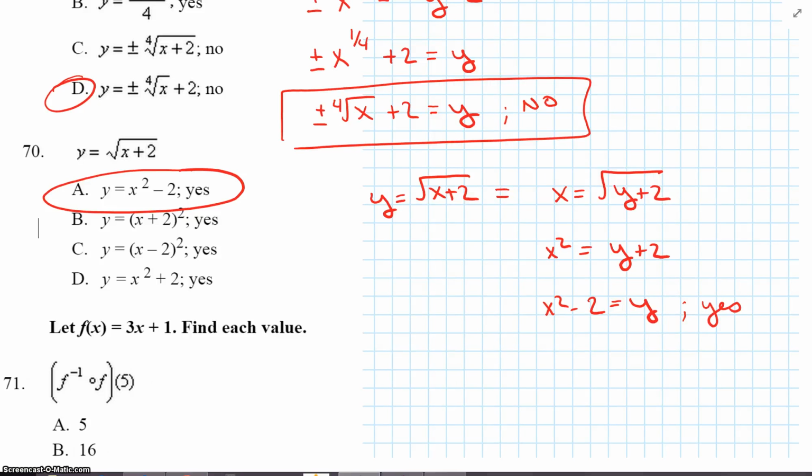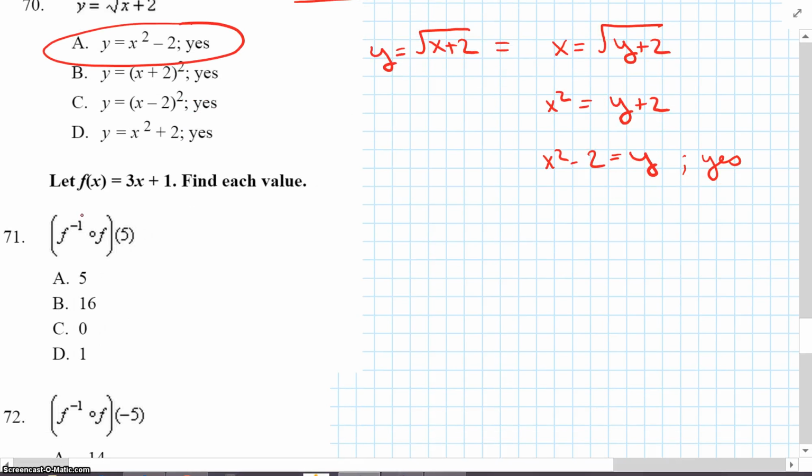All right, continuing on with number 71. Let f of x equal 3x plus 1, find each value. All right, it's a trick. When you do a composite of the function and its inverse, the answer is always x. So 71 is A.